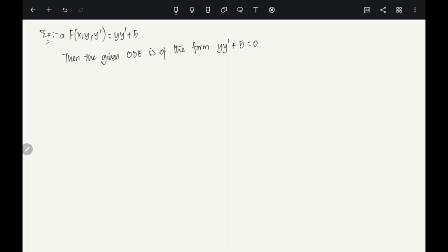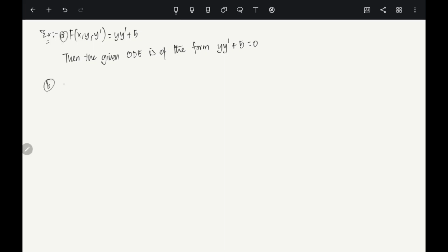Let's look at some examples here. See, if I am putting, let's say, first order, f of x, y prime is y prime plus 5. Then the given ODE which we are interested in is of the form y prime plus 5 equals 0. So basically you are looking at an ODE which looks like y prime equals minus 5. So that's the first example.